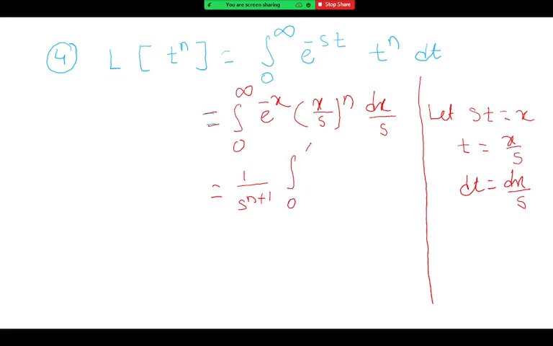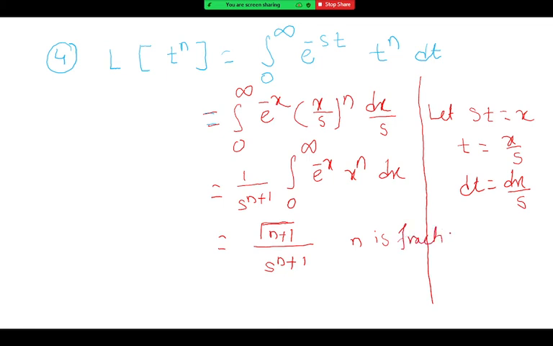This comes integral 0 to infinity e raised to minus st, t raised to n dt, and this is the gamma function. So its answer is gamma of n plus 1 upon s raised to n plus 1. That is the end of the question. But we keep it in gamma form provided n is a fraction. But suppose n is an integer, then gamma n plus 1 can be written as n factorial. Got it? That's the end of the proof here.